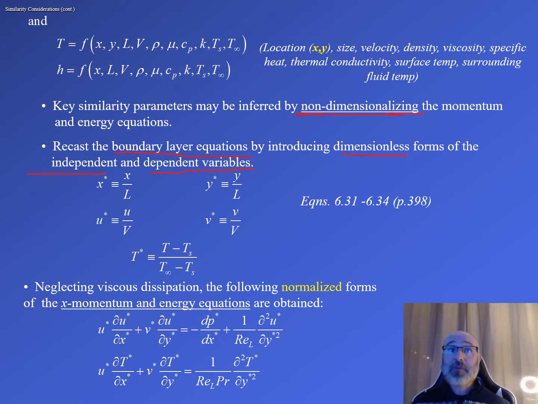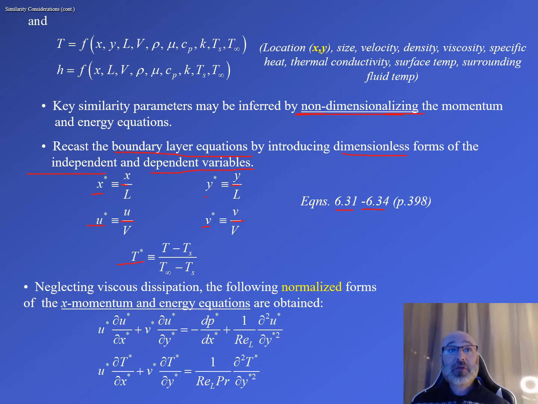Now this is going to relate back to our equations 6.31 to 6.34 in our textbook. Our dimensionless variable x star is equal to x over L. y star is equal to y over L. u star, our dimensionless parameter, is equal to u over V. And our v star is equal to v over V.